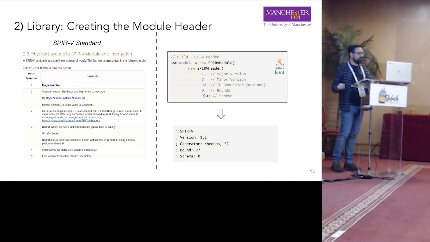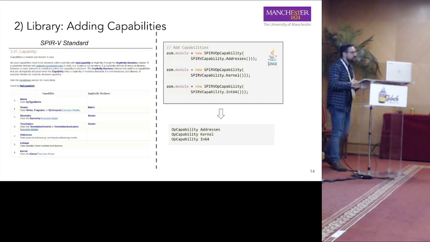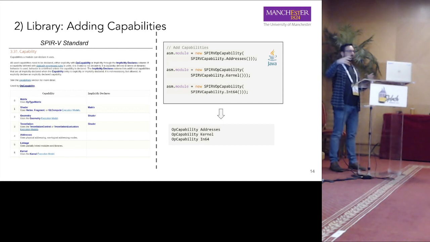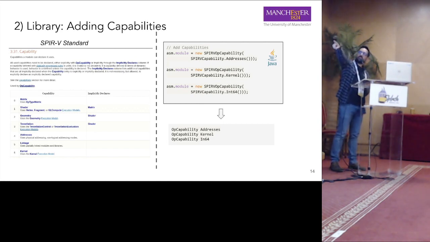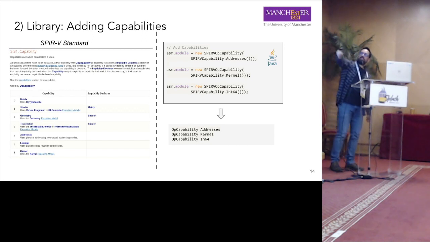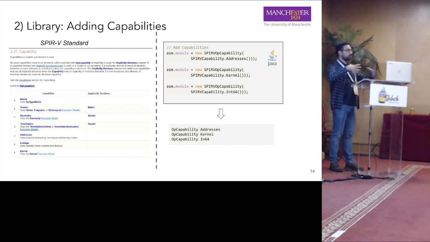Let me give you another example. So the SPIR-V has capabilities. For example, if my module, my kernel on the GPU, uses FP64, I have to enable it as a capability. So it's as easy as adding a new capability to the module, in this case Int64, but you can have FP64. Or I add that this module is going to be a kernel. Kernel means for compute, not for graphics.